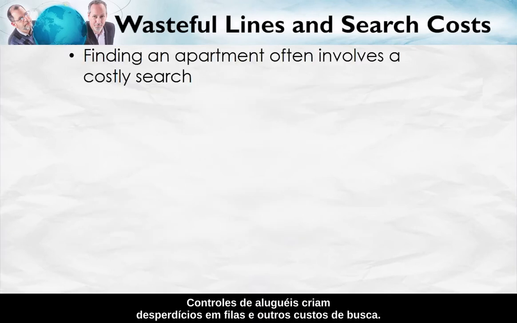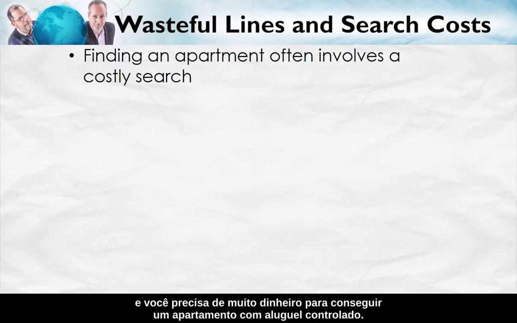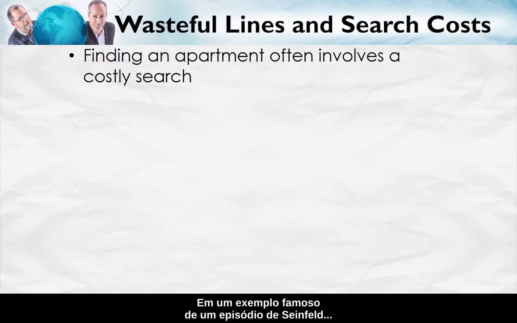Rent controls create wasteful lines and other surge costs. So finding an apartment in New York City often takes a long time, and you have to spend a lot of money to get a rent-controlled apartment. In one famous episode of Seinfeld, George looks for apartments by consulting the obituaries and rushing to the landlord anytime he sees someone who died who had a nice apartment. And that's in fact one of the techniques which New Yorkers use to try and get a rent-controlled apartment.